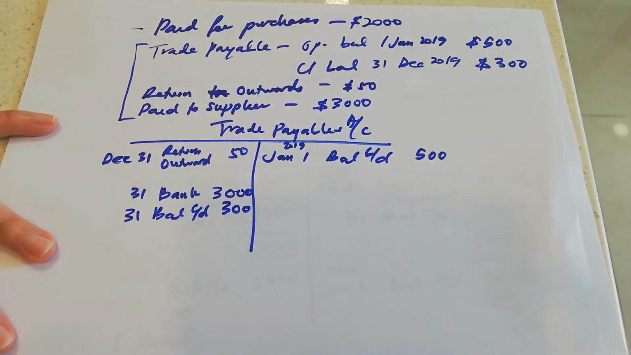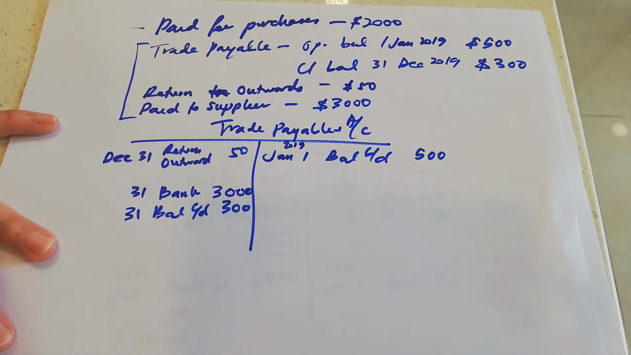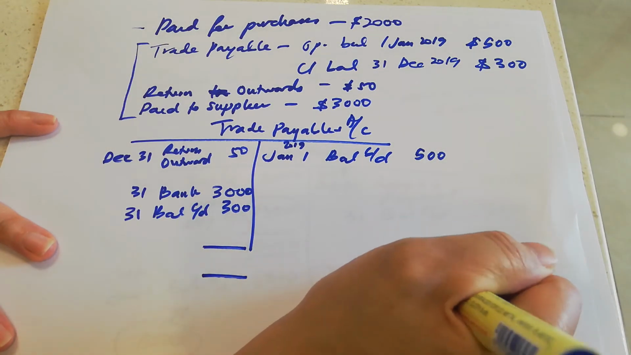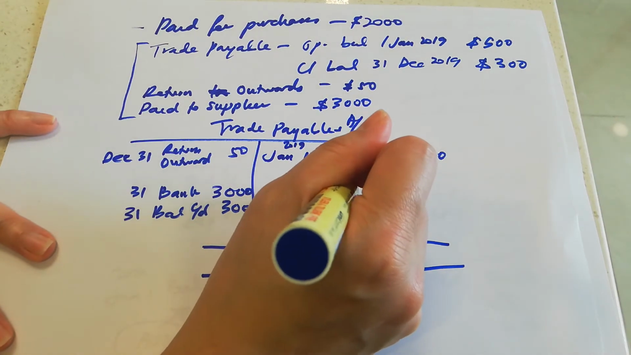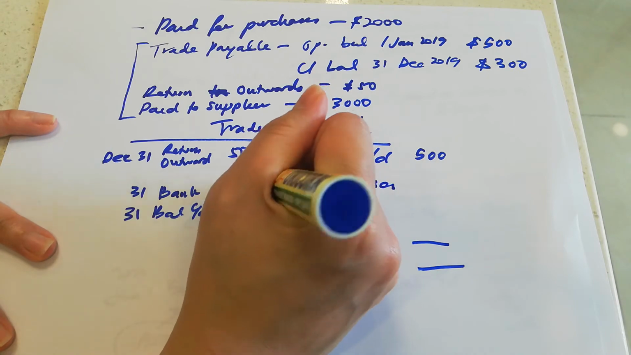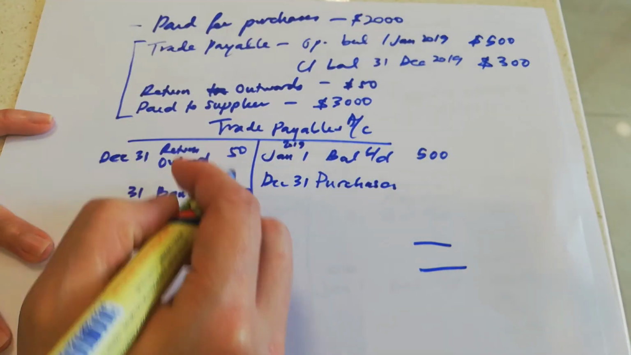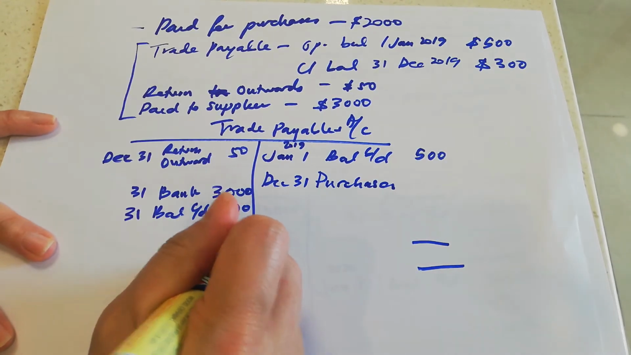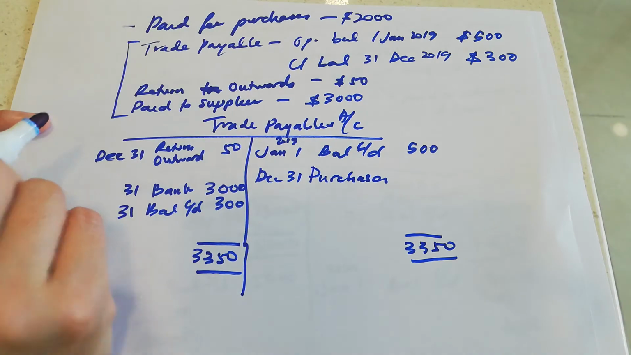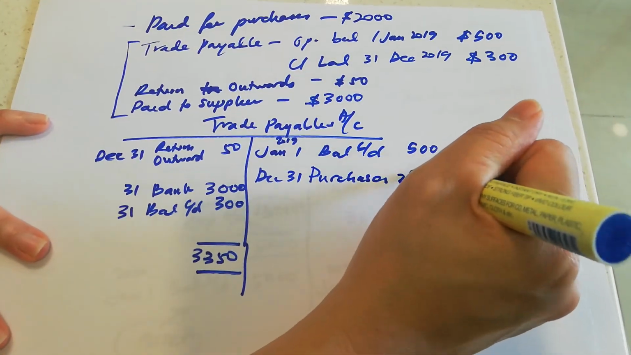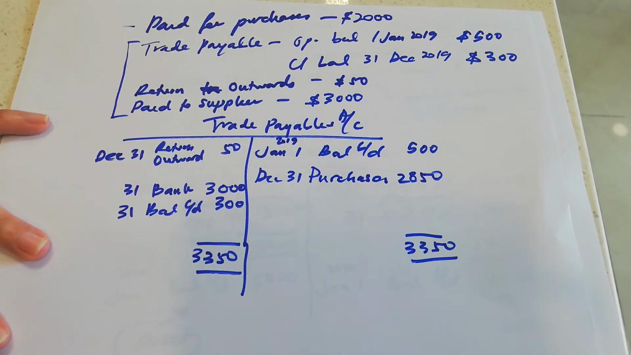Does it make sense? I hope you're following. And so if I were to balance the account, I know there is a missing figure here, and that would be my purchases, my credit purchases figure here, which I can then work out when I balance the account. So this would be 3,350. This is also 3,350. I minus this 500, I get 2,850. Yep, that seems correct.